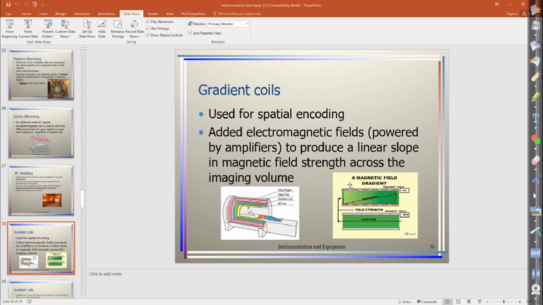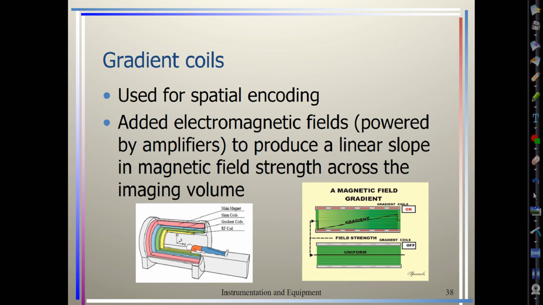So I believe we are here on gradient coils. All right. So gradient coils are used for spatial encoding. And we have those coils at the head of the patient, at the feet, in front, behind, and on the right and the left of the patient. Because what we're doing is we're applying a little bit more current into those coils to change the magnetic field slightly. And we change it in a predictable linear fashion.